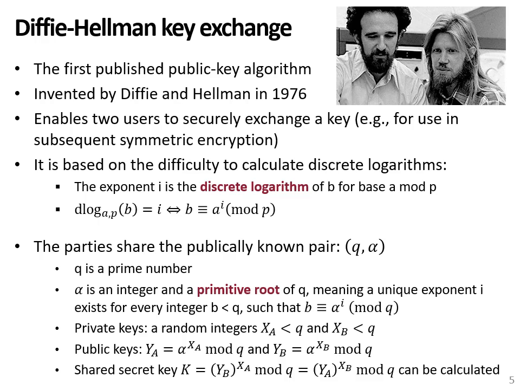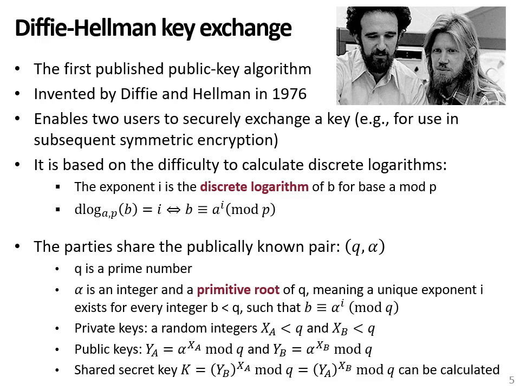How do we define a primitive root? Well, a unique exponent i exists for every integer b less than q, so that b equals alpha to the power i modulo q. If such a unique integer exists for every value b, then alpha is a primitive root of q. Then both parties use q and alpha to generate their private and public keys. The private key is very simple. It's a random integer less than q.